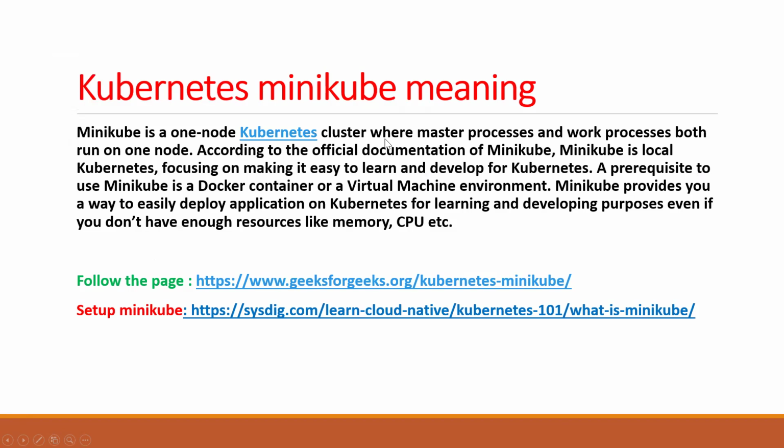Minikube is a one node Kubernetes cluster where master process and worker process both run on one node. According to the official documentation, Minikube is a local Kubernetes focusing on making it easy to learn and develop for Kubernetes. A prerequisite is a Docker container or a virtual machine environment. Minikube lets you easily deploy applications on Kubernetes for learning and developing, even without enough memory and CPU. You guys can follow this page and set up Minikube.